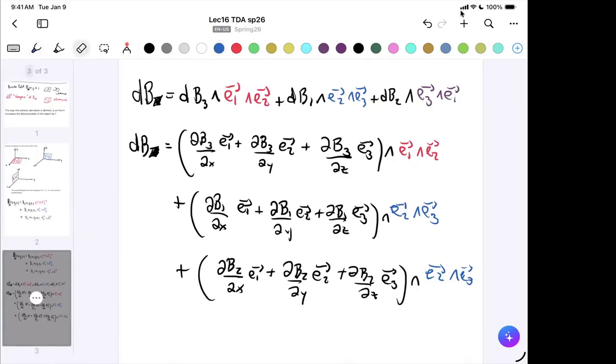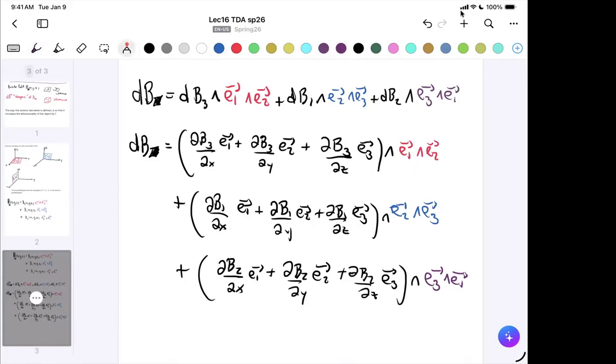Sorry, like E3 wedge E1. Oops. Take it back. The purple one. Okay. But now comes like the massacre as before, because if you look at them, so what happens here?